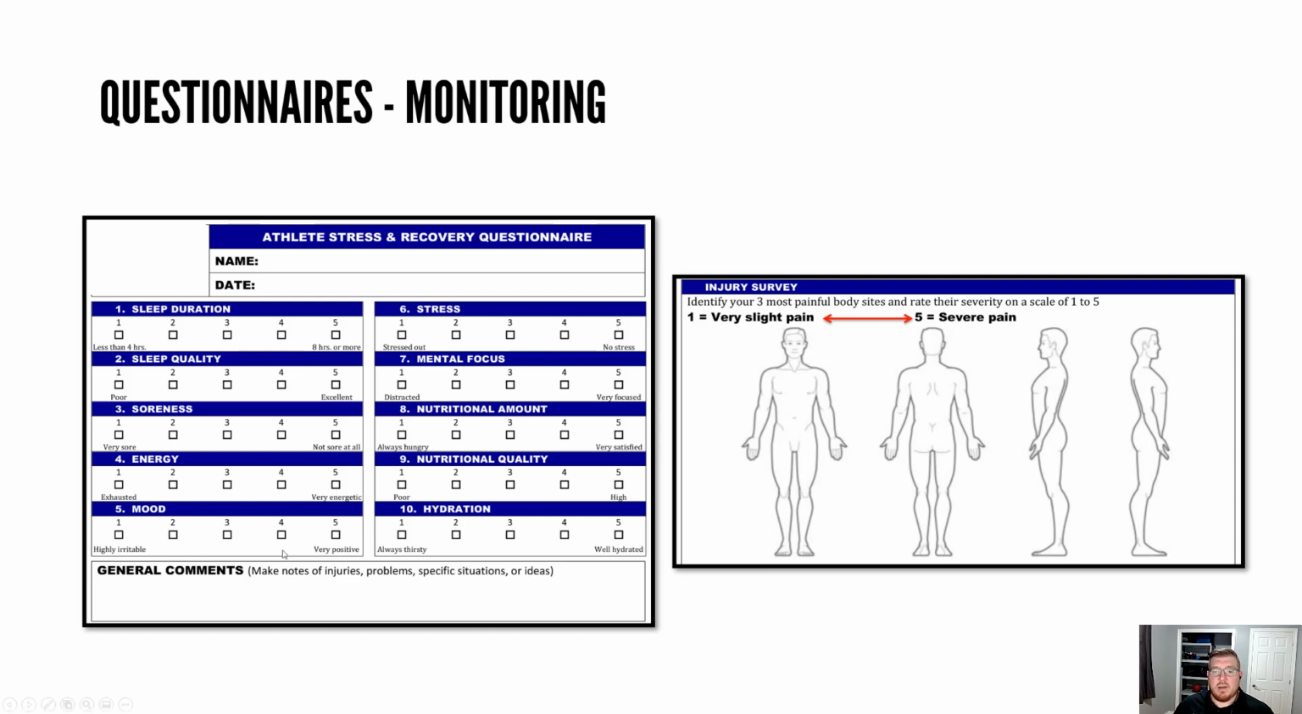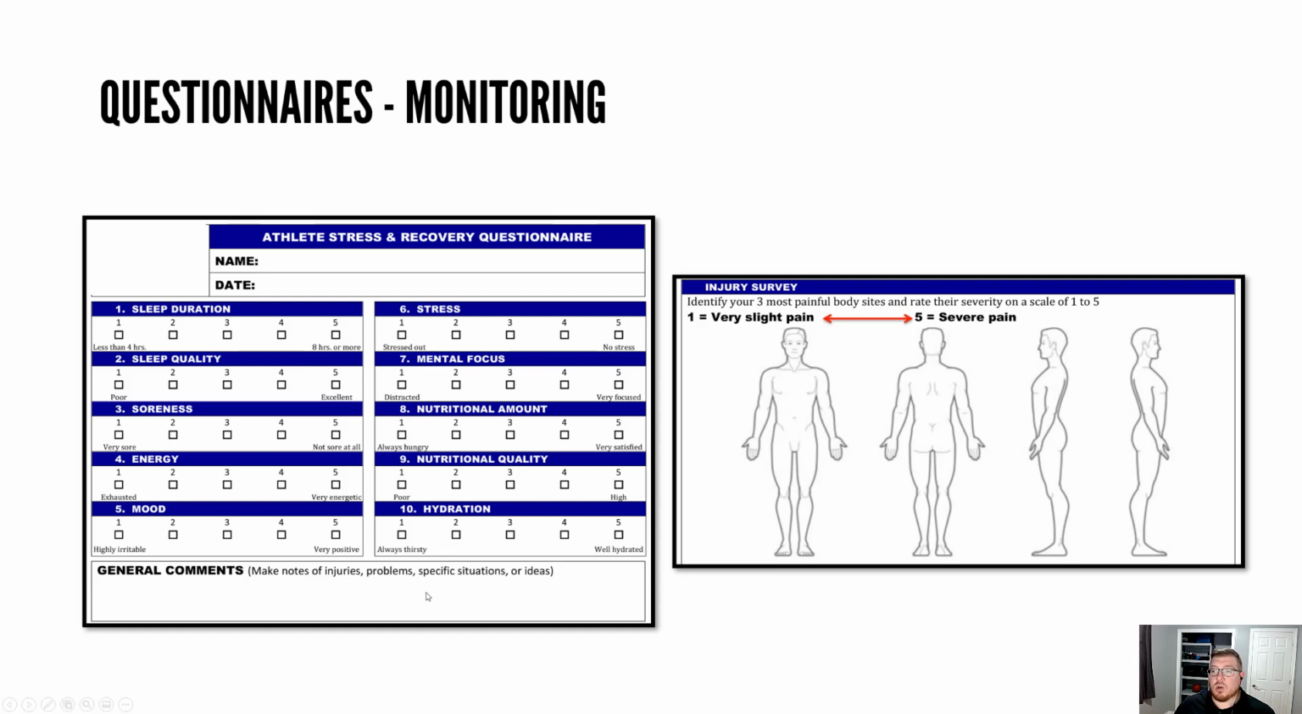How much energy they have and mood is obviously important for mental health, and how they feel as far as stressed out or no stress. Are they mentally focused? Then we get into some questions about nutrition. The nutritional amount: are they satisfied with how much they ate, or do they always feel hungry? And the nutritional quality: do they feel they had high quality food in their diet, or do they feel like they ate pretty poorly? And finally, are they thirsty or do they feel well hydrated?